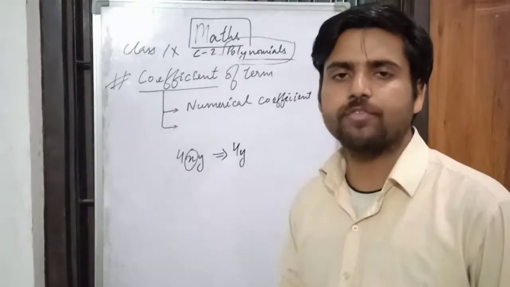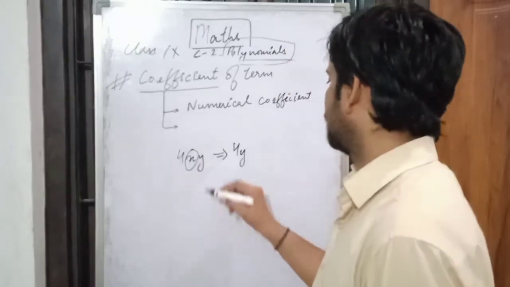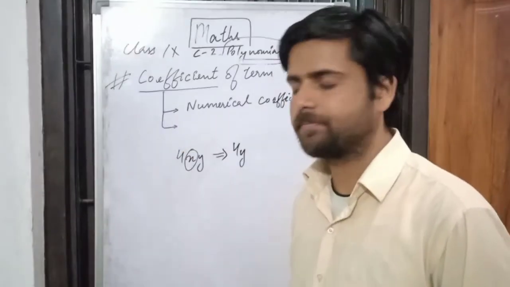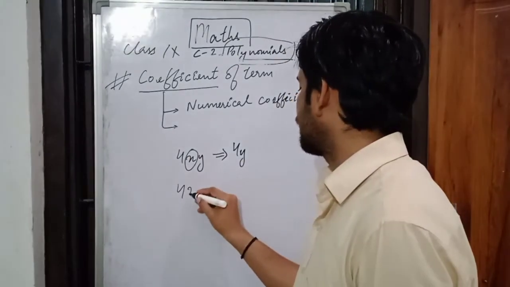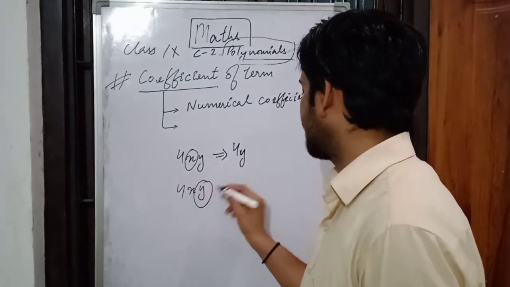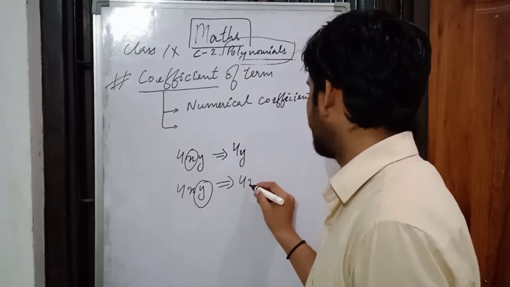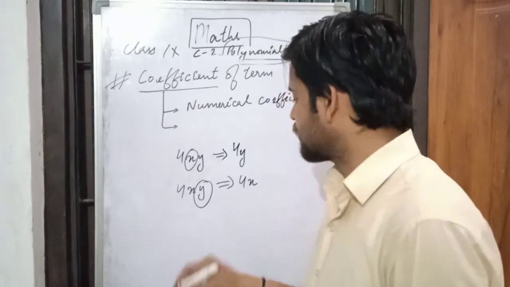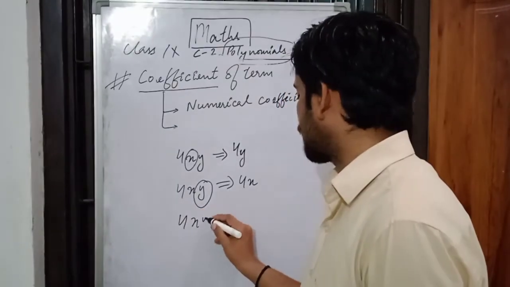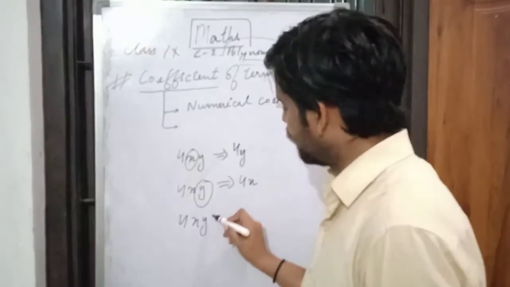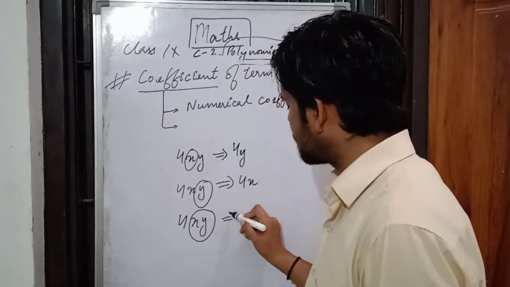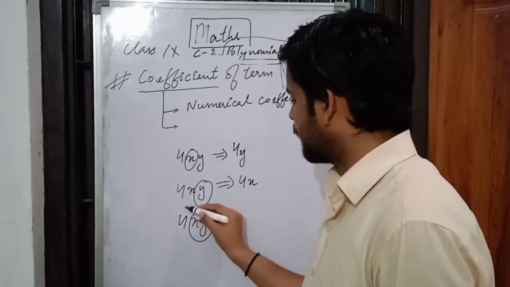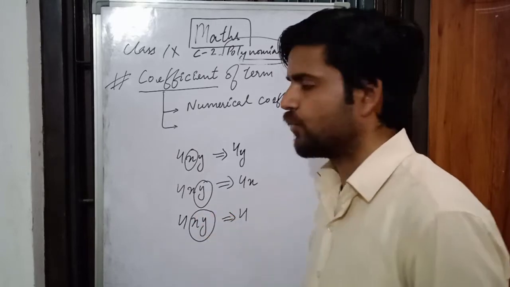If I ask you what is the coefficient of y, then you will leave this y, and whatever is left, that will become the coefficient of y. So coefficient of y will be what? You have to leave this y, and whatever is left, that will be coefficient of y. If I ask you what is the coefficient of xy, you will leave this xy, and whatever is left here from this 4xy, leaving xy, that will become the coefficient of xy.